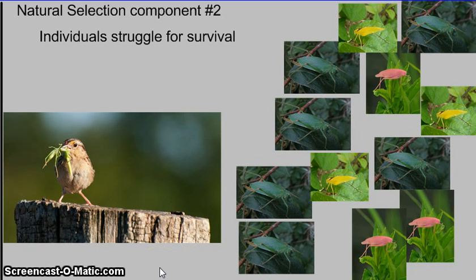There's going to be a struggle for survival among these katydids. They're struggling to get resources, so they're competing with each other, but they're also struggling not to be eaten, in this case, by this sparrow. So as you look at these pictures, some of these katydids are obviously going to be eaten more frequently than others because it'll be easier for the sparrow, which does have color vision, to identify prey if they are brightly colored like these yellow and pink ones are here.